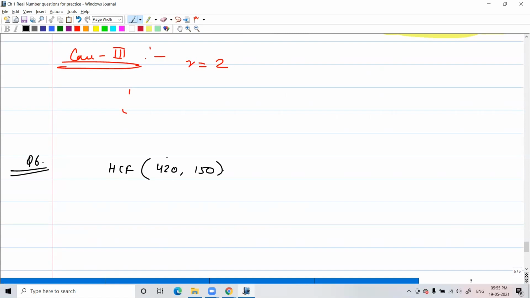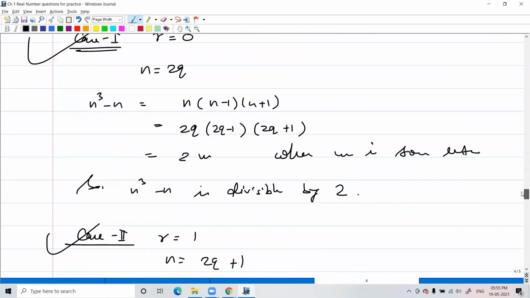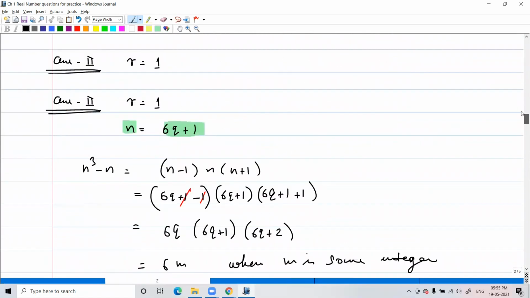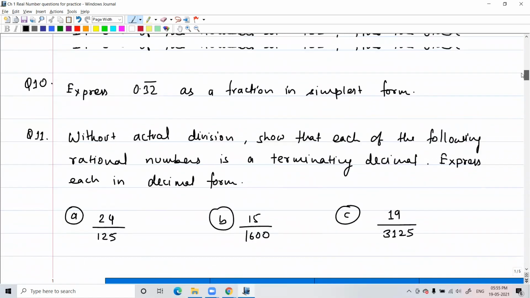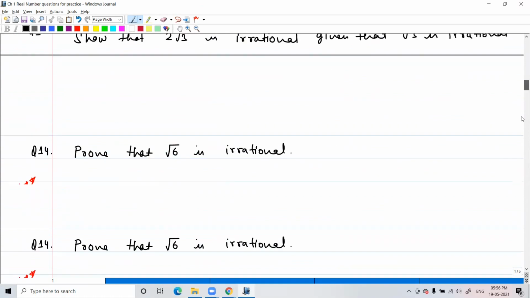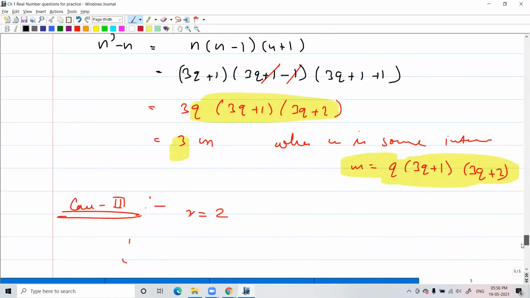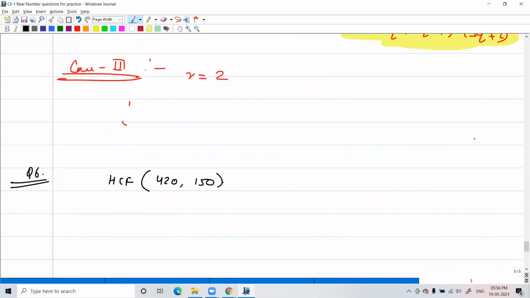So these are the number of burfis. 420 kaju burfis and 150 badam burfis are there, and you found that the HCF of these is 30. So we can make a stack of 30. 30 will divide both these numbers exactly. So how many stacks will there be?